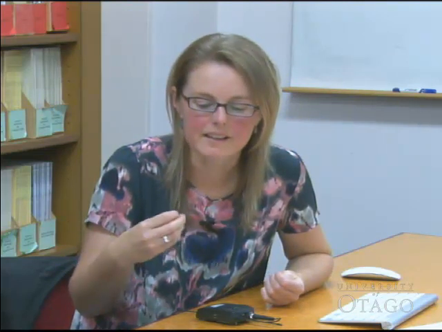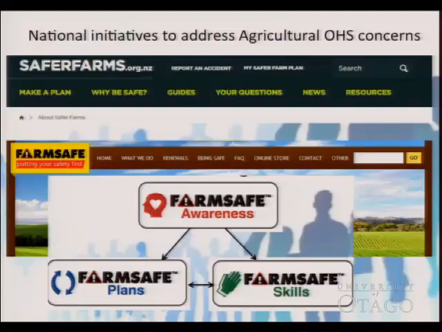Therefore, we've had some national initiatives undertaken by WorkSafe and ACC and Lincoln University. The first one here, Safer Farms, is a recent initiative from WorkSafe New Zealand and ACC, and it's about providing information to allow farmers to be able to make a health and safety plan, to identify their hazards and control them. It provides a few resources and helps them step through how to make a plan.